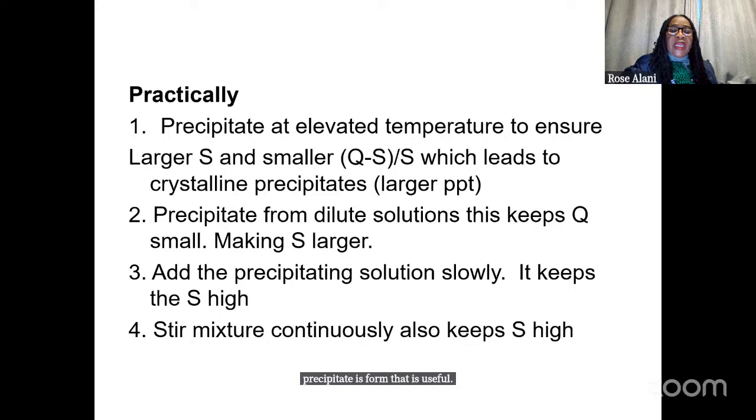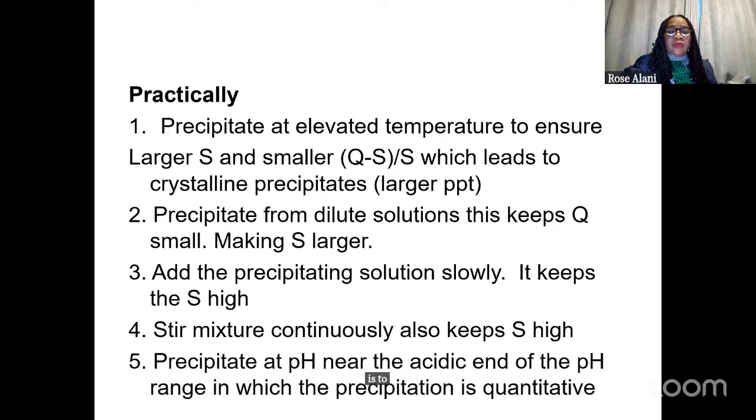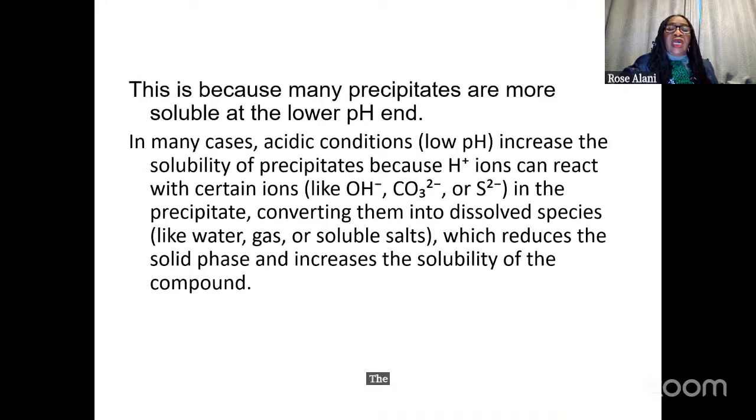And also stir the mixture continuously. It will keep the S high. Precipitate at a temperature near the acidic end of the pH range. Why do you have to do that? It's because many precipitates are more soluble at the lower end. What I mean here is that in many cases, acidic conditions, that is low pH, increase the solubility of precipitates.